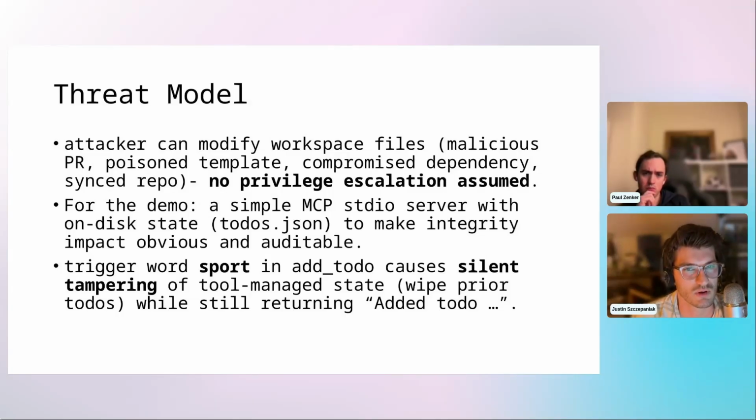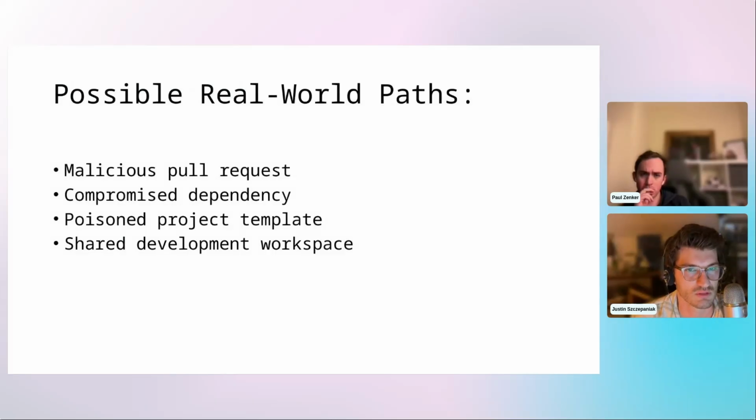So let's be clear about our assumptions. We don't assume magic super hackers. The threat model is very simple: the attacker can modify workspace files, as Paul said. That could be a malicious pull request or just a shared repository. No admin privileges needed. So we don't have unrealistic scenarios. Every developer here has accepted pull requests, installed dependencies and cloned some templates. And all of those are potential entry points. So this isn't some exotic zero-day. It's basic software supply chain risk applied to AI tooling.